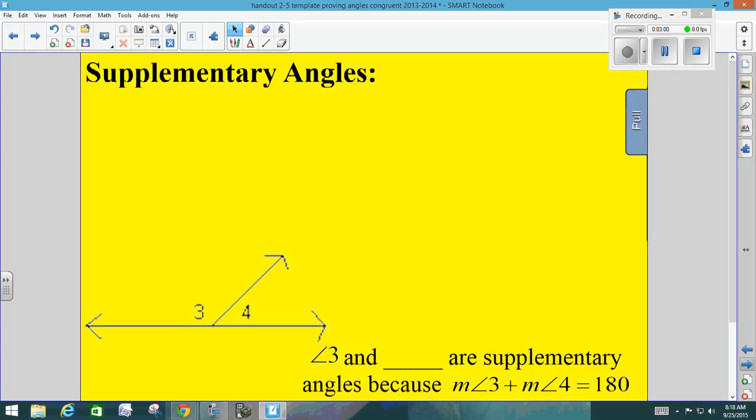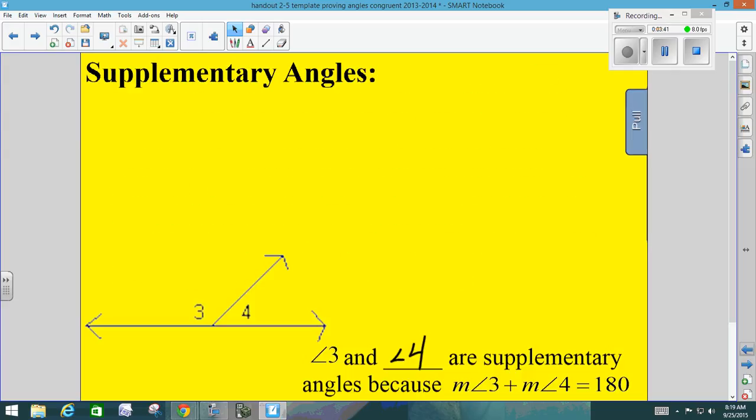Yep, how many of them? 2. Supplementary. 2 angles that add up to 180. A pair of angles that add up to 180. How do we know by looking at that picture that 3 and 4 have to be supplementary? Because they make a straight line. And we know that straight lines are 180 degrees. Good. 3 and 4, adjacent or non-adjacent? Good, they're adjacent. They're next to each other. They're adjacent angles. Good. All right.